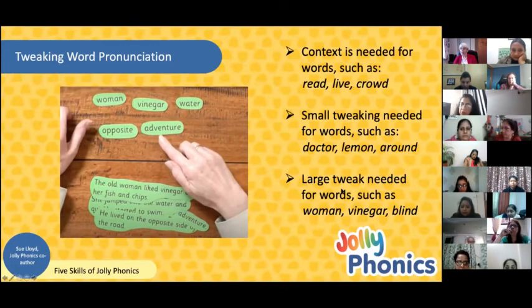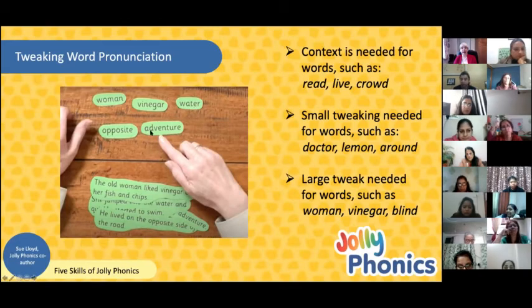Then a larger tweak. It's not the largest, but it is larger. And if you've got this, you would blend woman, like you go woman. Now, if that was in a sentence, the old woman liked vinegar, some of them will twig to that. Even the word vinegar, if you were blending it, you would say vinegar. But with the context, the old woman liked vinegar, it's a bit of a jump, and you might have to help. Water would be waiter or watter.